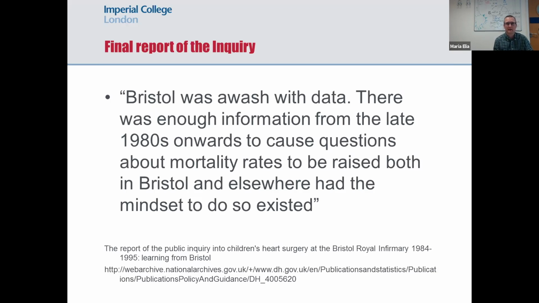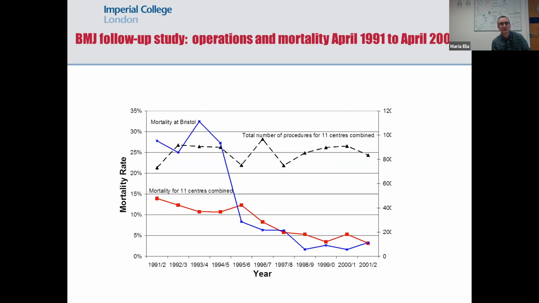So my colleague and I did the analysis, and we showed that even with the routine administrative data, you can spot high mortalities, such as was the case at Bristol. And we did a follow-up study published in the British Medical Journal. And this showed that you can see Bristol mortality, that's in blue, and the other centres are in red. And Bristol mortality is much higher through the early 90s when the surgeons were operating.